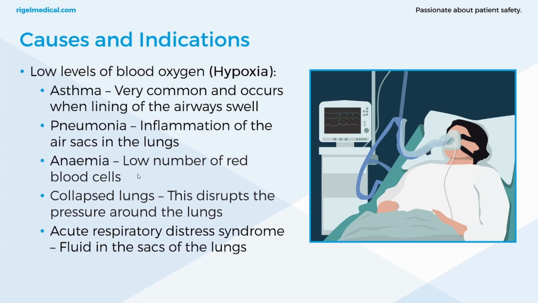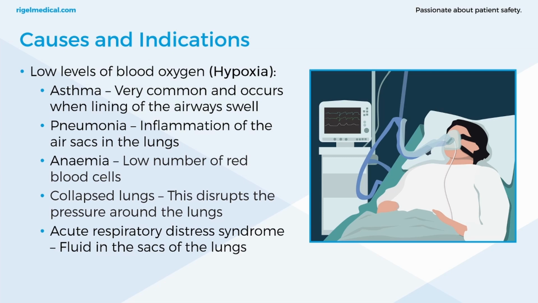Okay, you've got collapsed lungs, which ups the pressure around the lungs. I guess it doesn't need much explanation as to why you're not getting much oxygen. Then you've got acute respiratory syndrome, where you've got fluid in the sacs of the lungs. And the fluid keeps your lungs from filling with air, which means that less oxygenation is reaching your bloodstream.